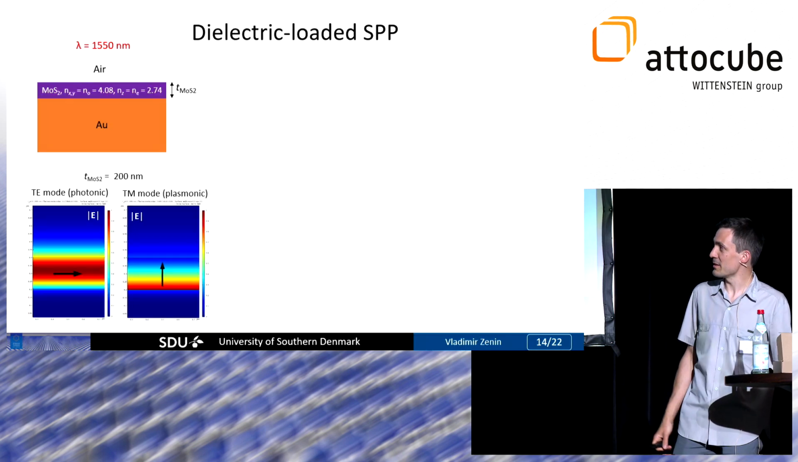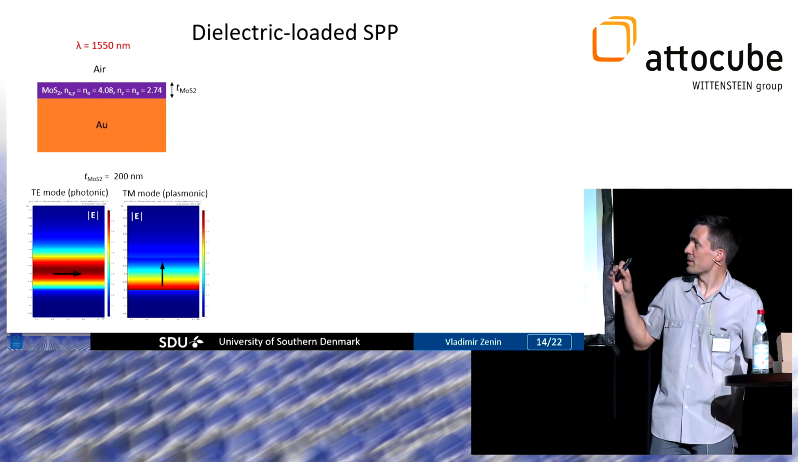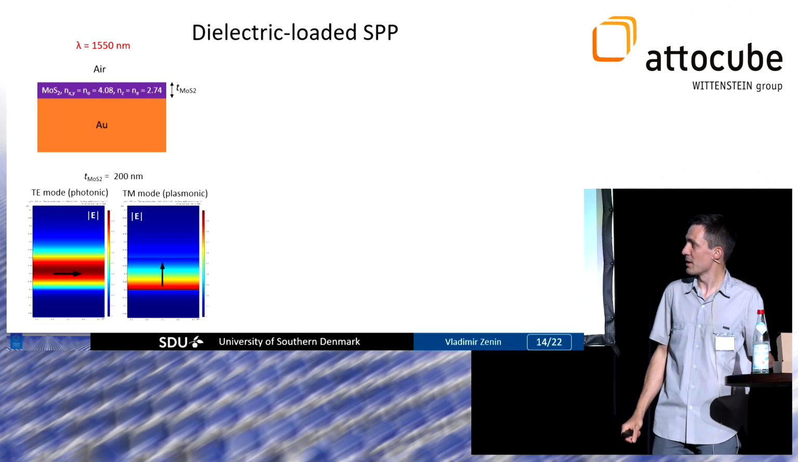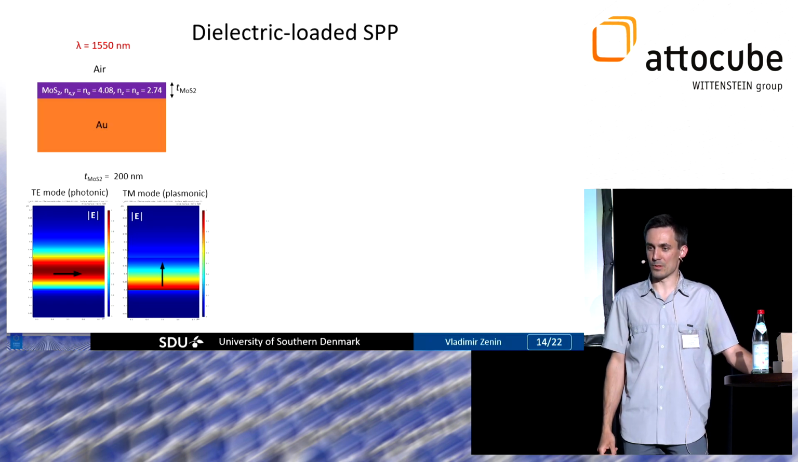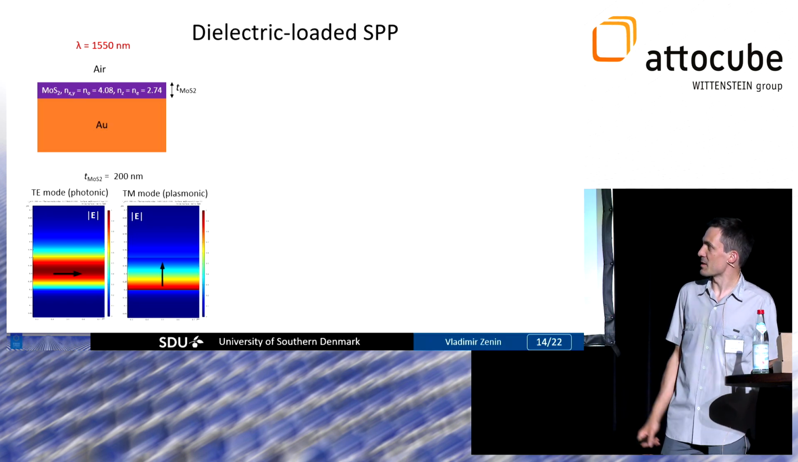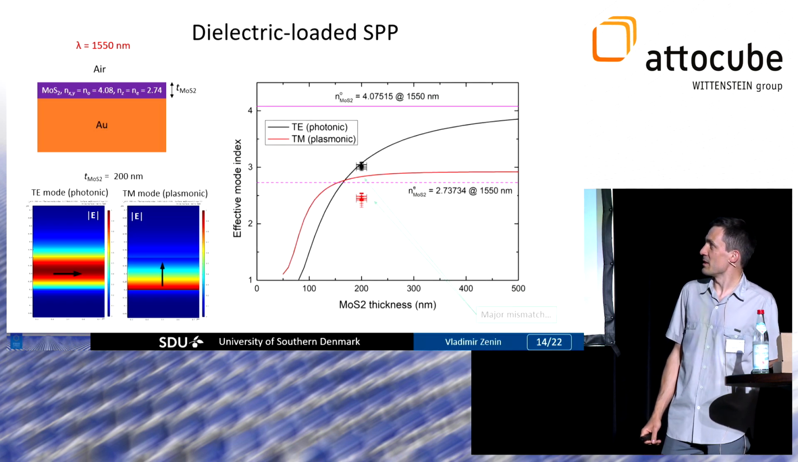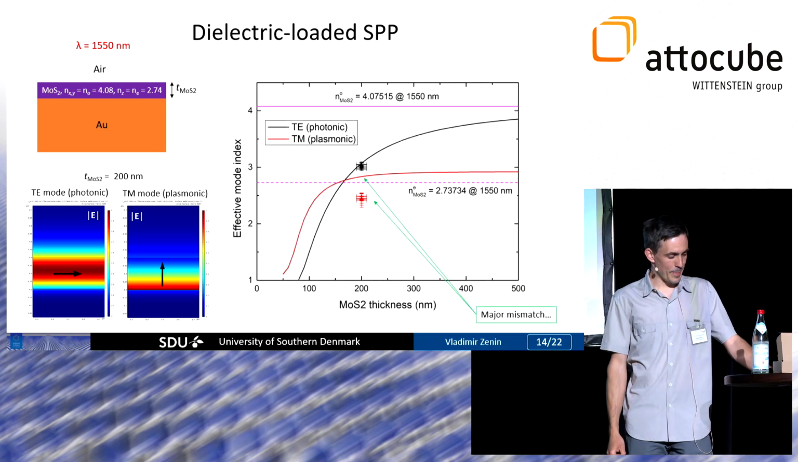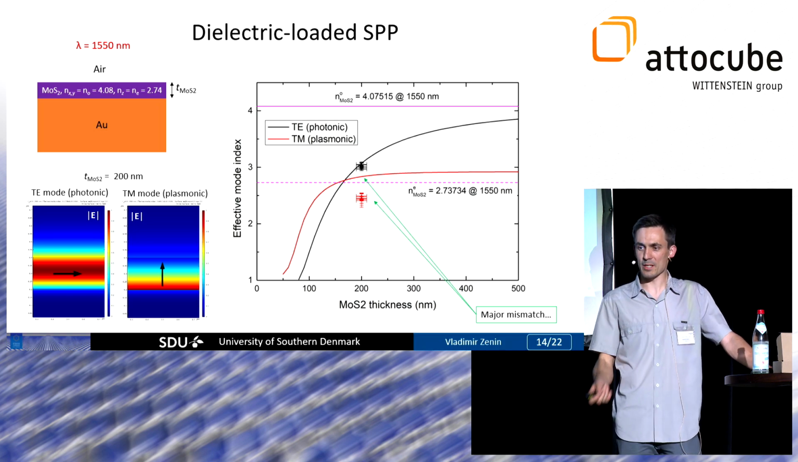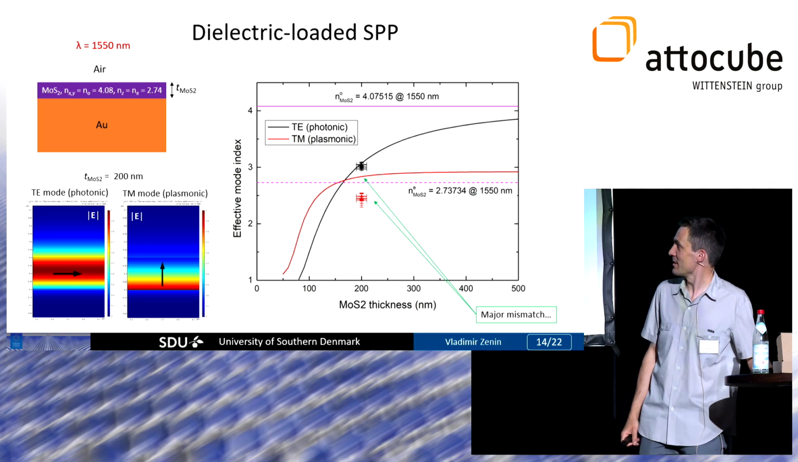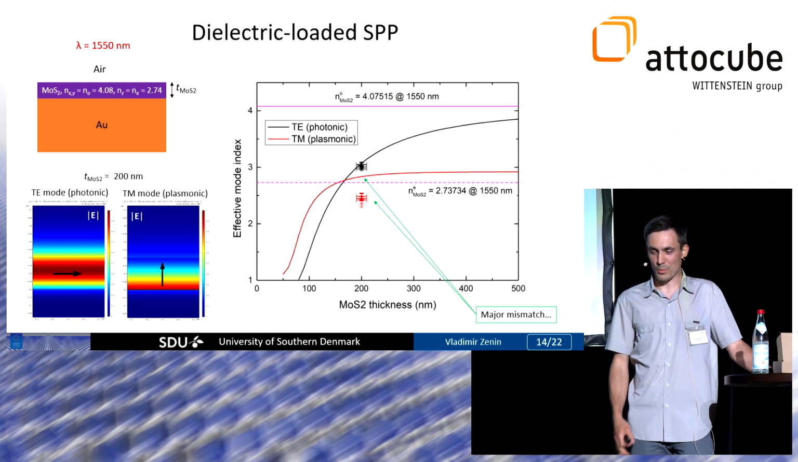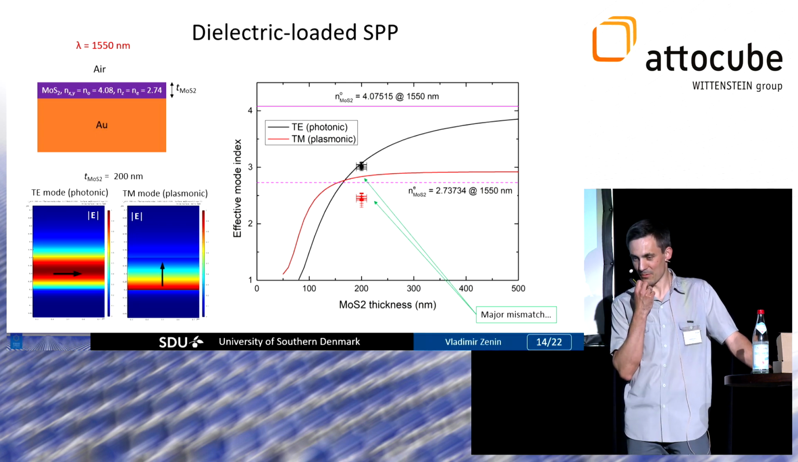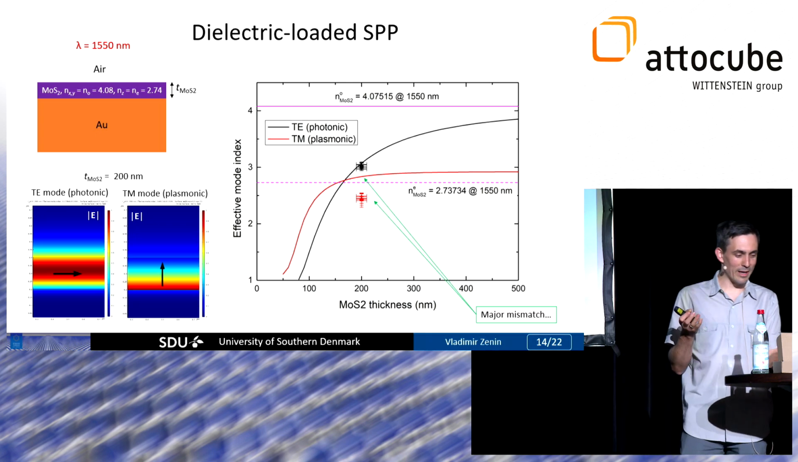It's very simple modeling. This system, when you have a dielectric layer on top of gold, supports both transverse electric and transverse magnetic modes. And this TM mode here is a plasmonic mode. Then we compared with theoretical predictions. And here you can see that for the TE mode it's kind of OK, but for the TM mode it's really far from theoretical predictions. And then we were wondering why this happens.